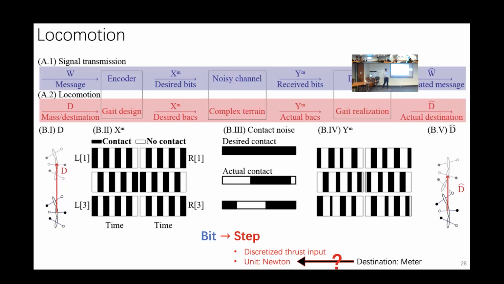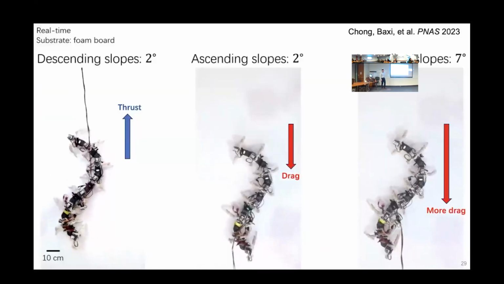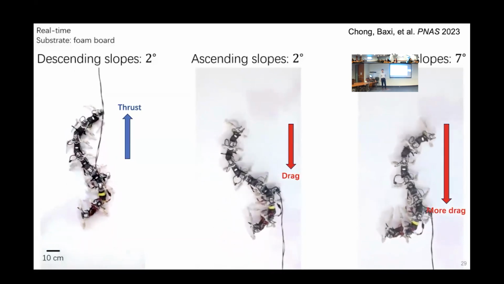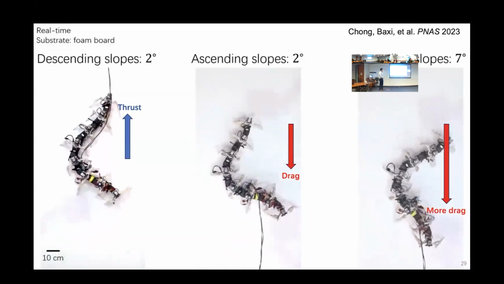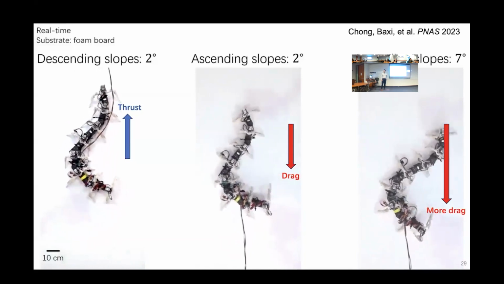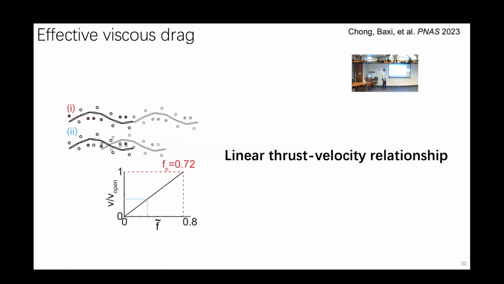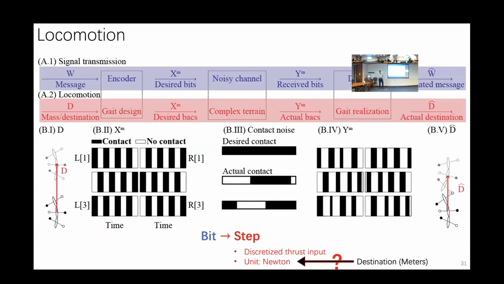Well, we have one hypothesis. Here, we put this robot on different slopes and directly measure the relationship between the thrusting forces and the actual velocity. After some evaluation and modeling, we notice that there exists a linear relationship between the thrust and the velocity. This linear relationship allows us to map the perturbations of stepping patterns into the actual destination. So that clears our question mark here.